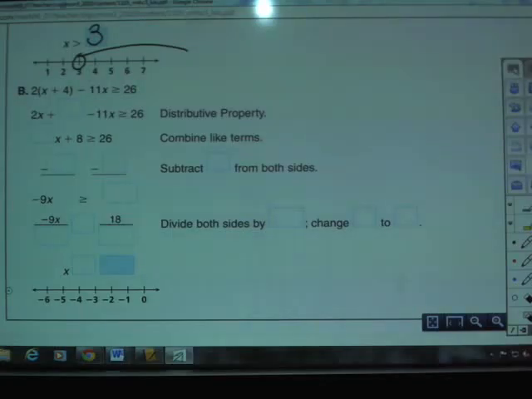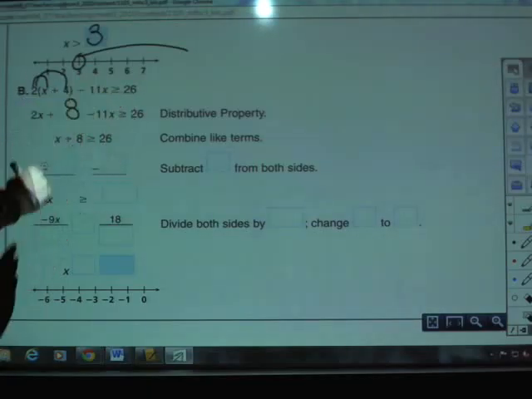Part B: 2 times the quantity x plus 4, minus 11x, greater than or equal to 26. So that's a distributive property question because we have a number in front of a set of parentheses. That's always an indicator of the distributive property. Distributive property says we take that number and we multiply it through to simplify. So I'm going to take the 2 through to the x and 2 through to the 4. 2 through to the x gives me 2x, 2 through to the 4 gives me 8. So I've got 2x plus 8 minus 11x is greater than or equal to 26.